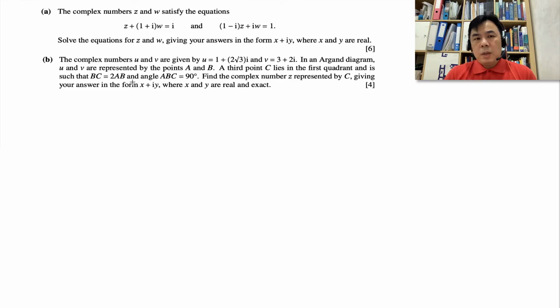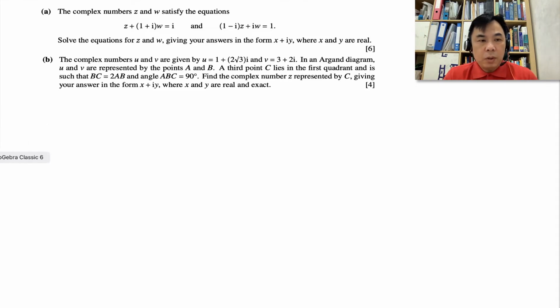The magnitude of BC is twice the magnitude of AB, and the angle ABC is 90 degrees. We need to find the complex number Z represented by C, giving your answer in the form x plus iy, where x and y are real and exact values.